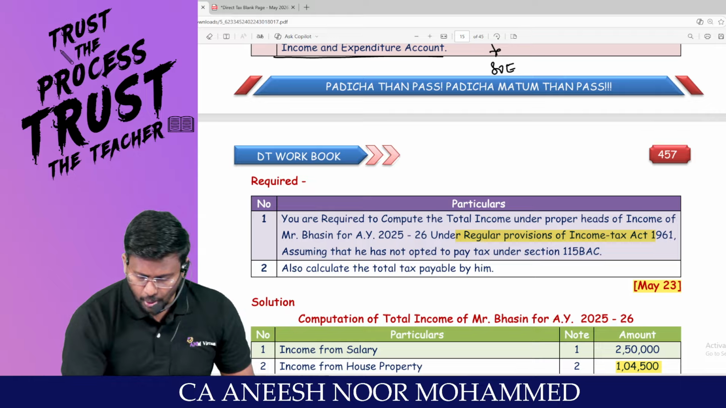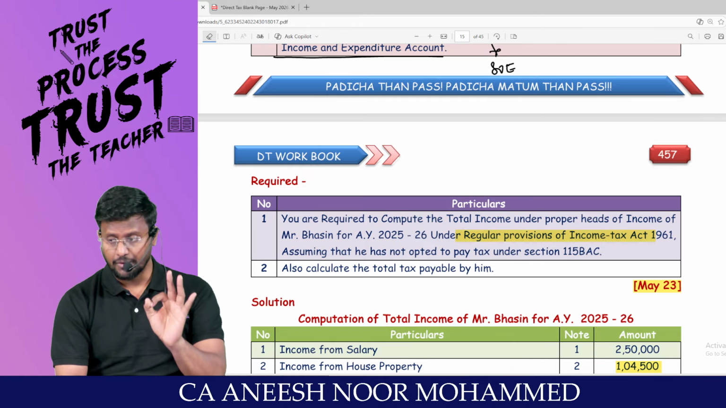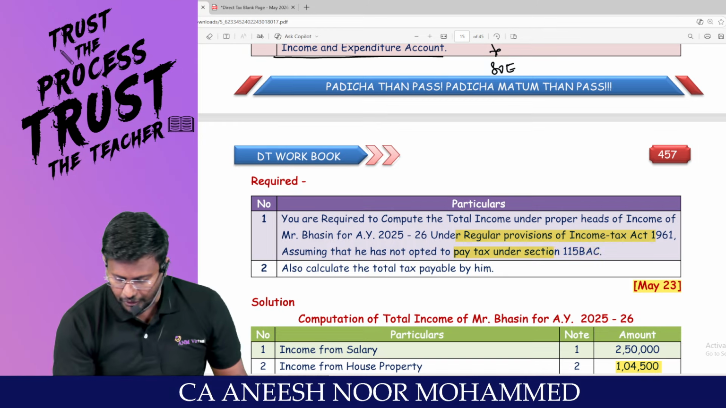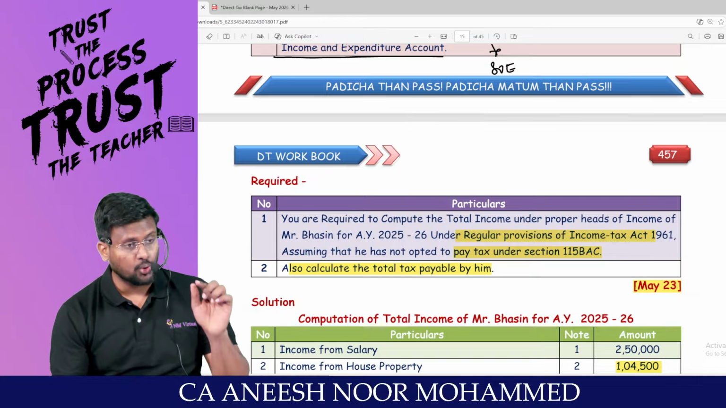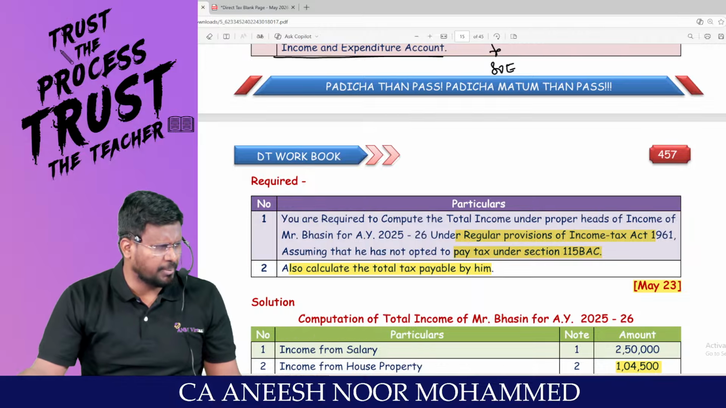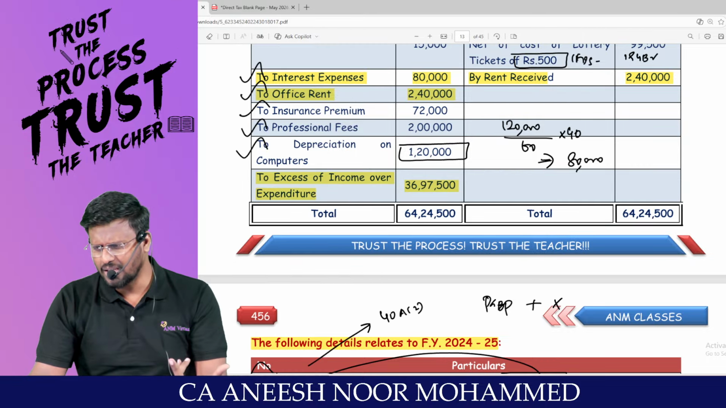You are required to compute the total income under the proper heads of income of Mr. Bashin for assessment year 25-26 under the regular provisions of the Income Tax Act, assuming that he has not opted to pay tax under 115BAC, and also calculate the total tax payable by him. Before reading the question, it seemed something very big. But when you spend time on the question properly, it is nothing.